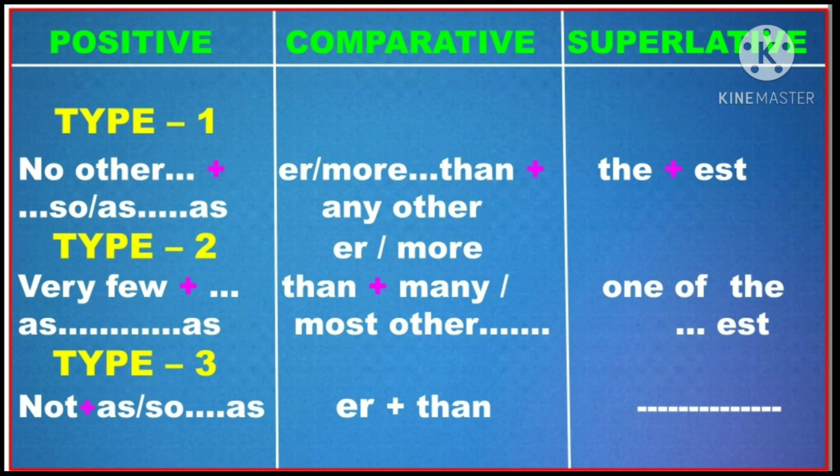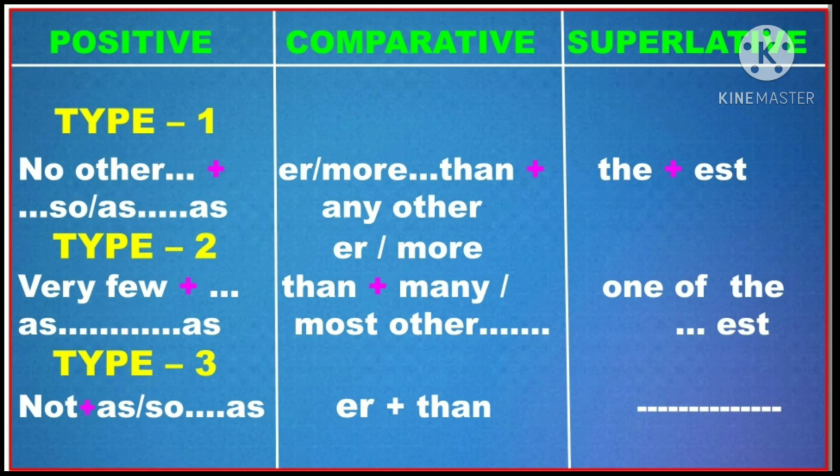Okay, so when it goes to superlative degree, we need to remove "or more than", and along with that we need to remove "many other" or "most other" from the sentence, and instead of that we need to add "one of the" plus "est" with the adjective word. So this is the formula of the type 2. Look at the third type.